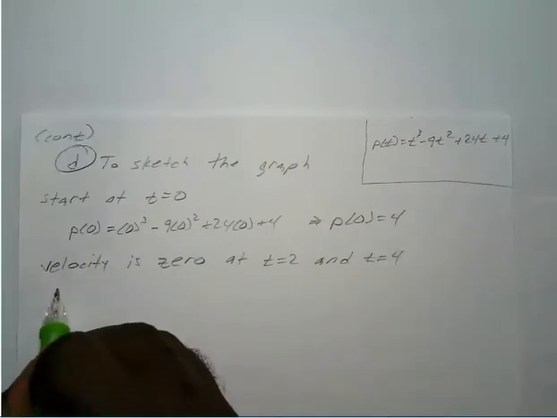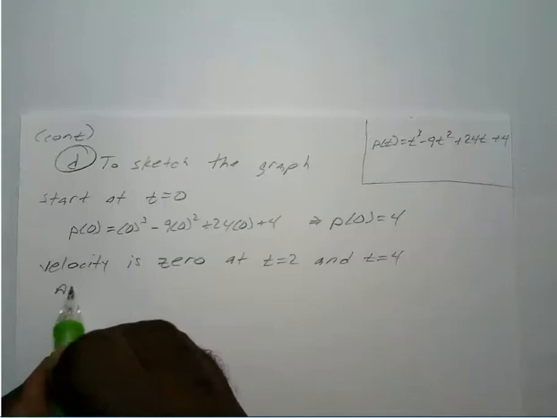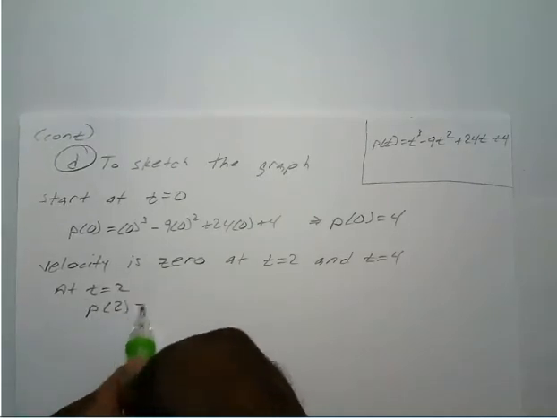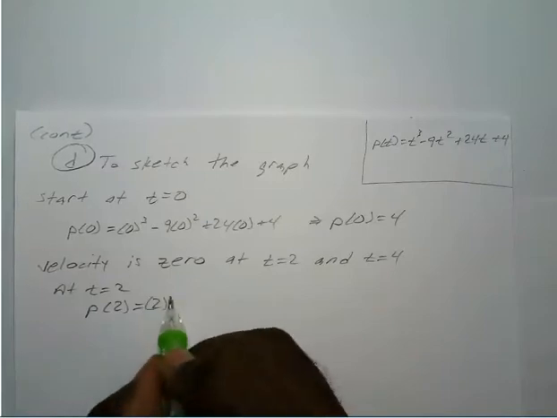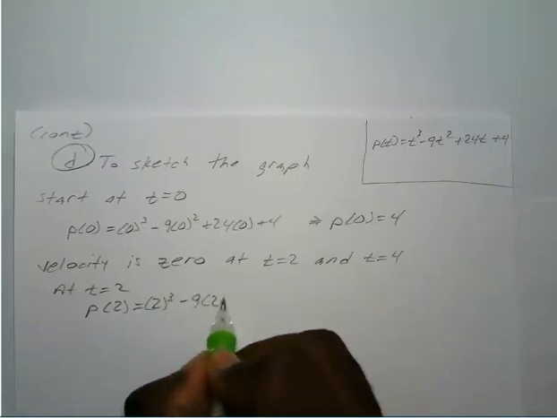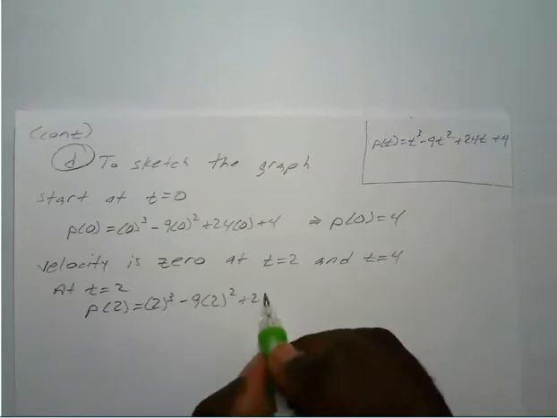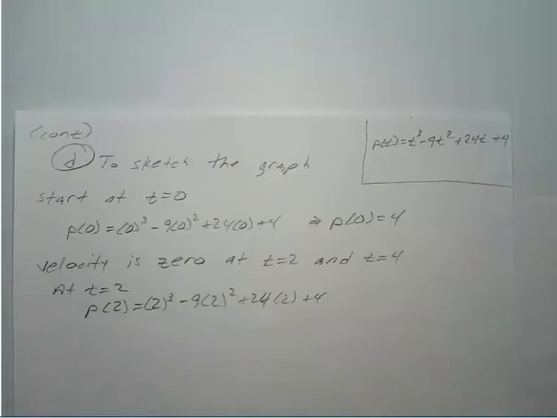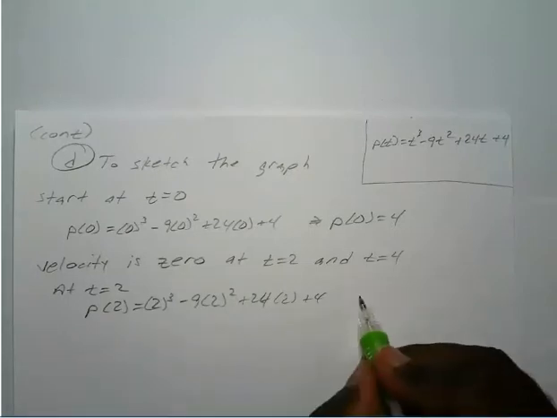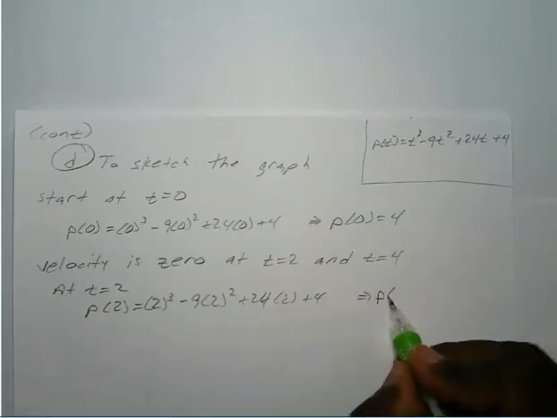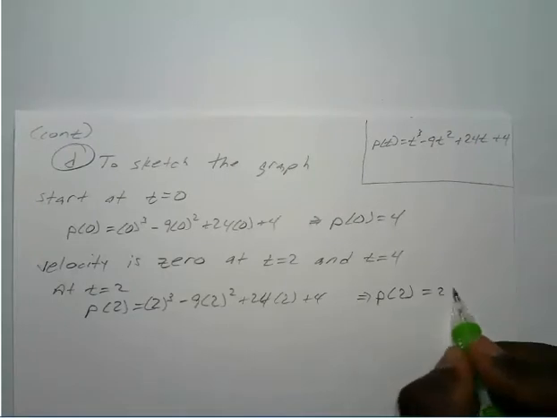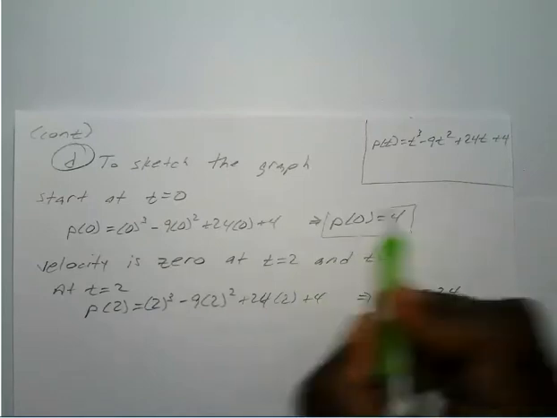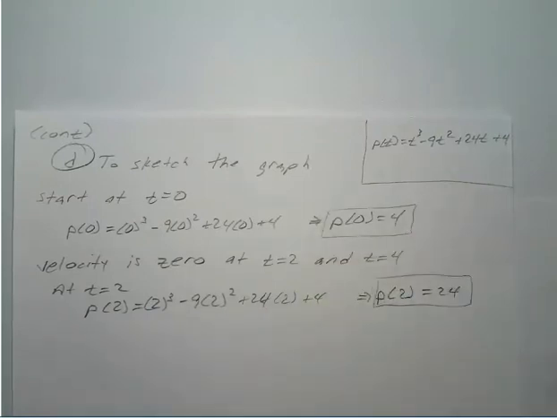At t equals 2, our position is 2 to the third power minus 9 times 2 squared plus 24 times 2 plus 4. So our position at t equals 2 is 24. We're going to need those, so I'm going to highlight that.